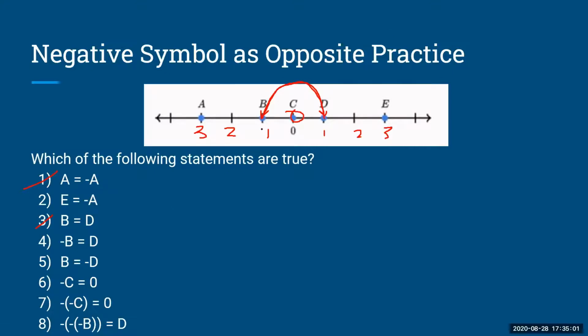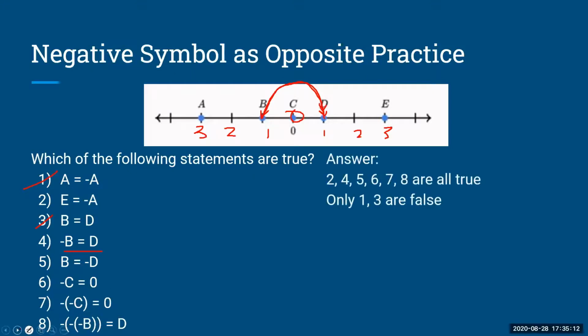So 0 equals 0 all the time. And there are 3 opposites, 3 negatives. So negative B is equal to D, which is true because we proved it in this one. There you go. 2, 4, 5, 6, 7, 8 are all true, and only 1 and 3 are false. I think if you learn absolute value first, absolute value is down a couple slides, maybe that would have been easier.